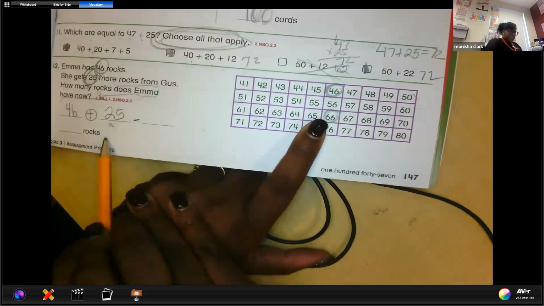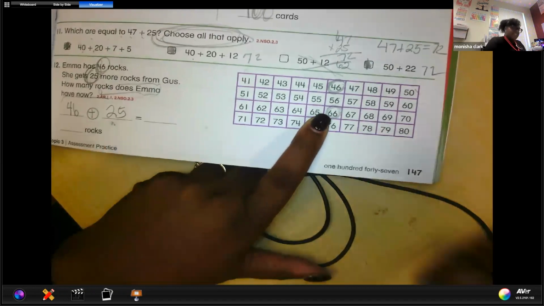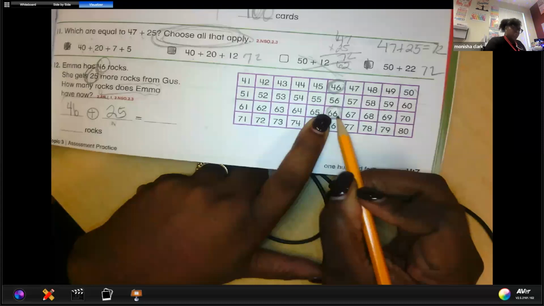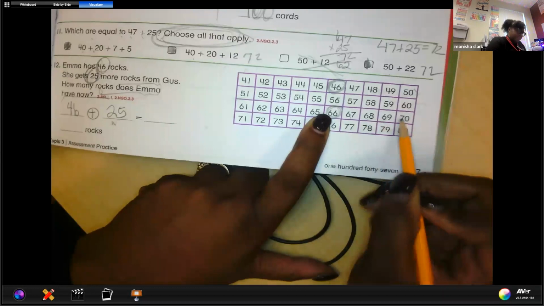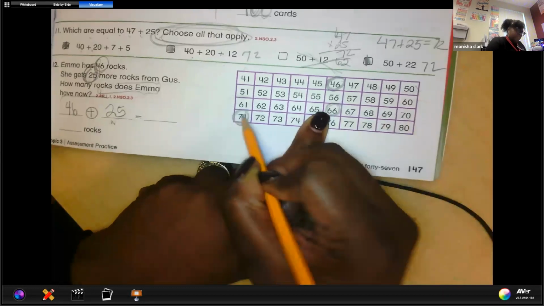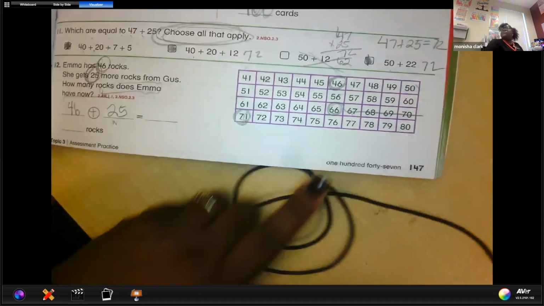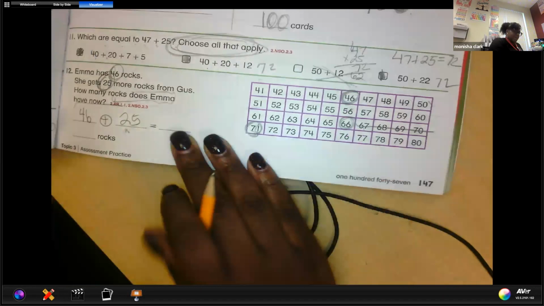Very good. I need you to stay awake, baby. Scoot up. So now let's go over to 5. 1, 2, 3, 4, 5. So now this is how we use the hundreds chart to help us add. The answer is what?